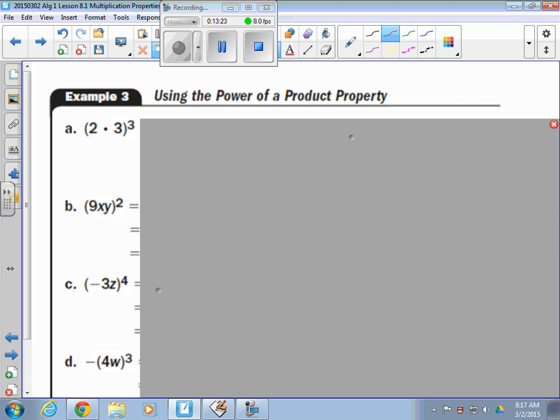Okay. We know, again, and this kind of goes against this first example, A, goes against our order of operations, which tells us to do parentheses first. We look at that and we say, okay, well, 2 times 3, I know I got to do 6 and get 6 to the 3rd.